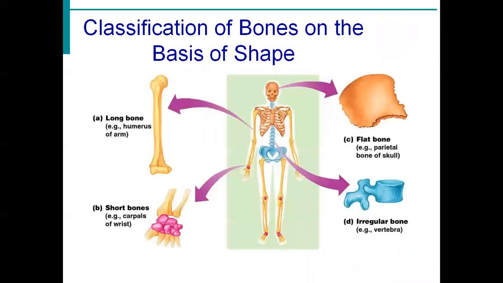Mainly, according to shape of the bones, skeleton is divided into mainly four types: long bones, short bones, flat bones, and irregular bone.